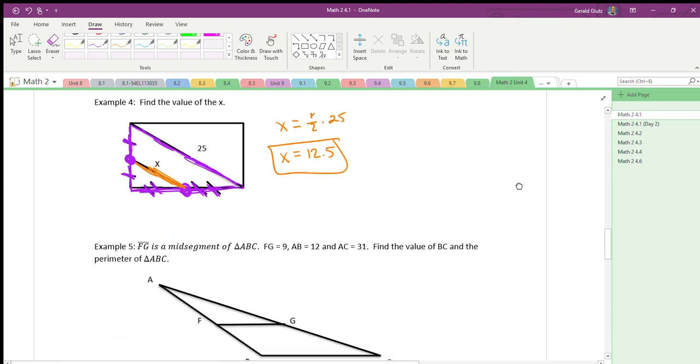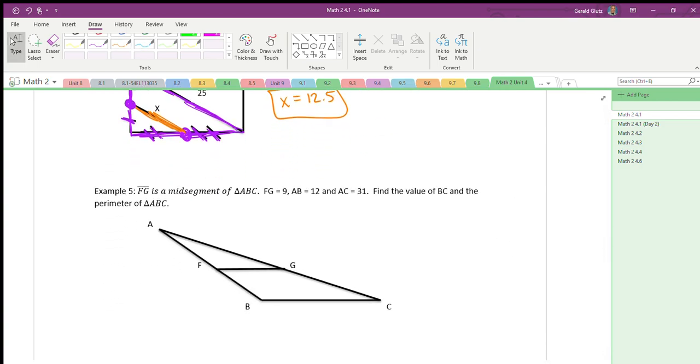And then finally, example 5. FG is a mid-segment. They already tell us that FG is a mid-segment, so F is a midpoint and G is a midpoint. FG is 9. AB is 12. And AC is 31. Find the value of BC and the perimeter.